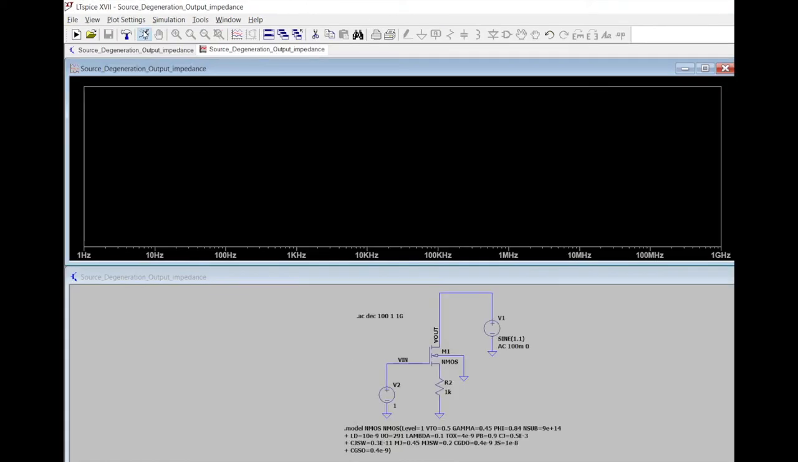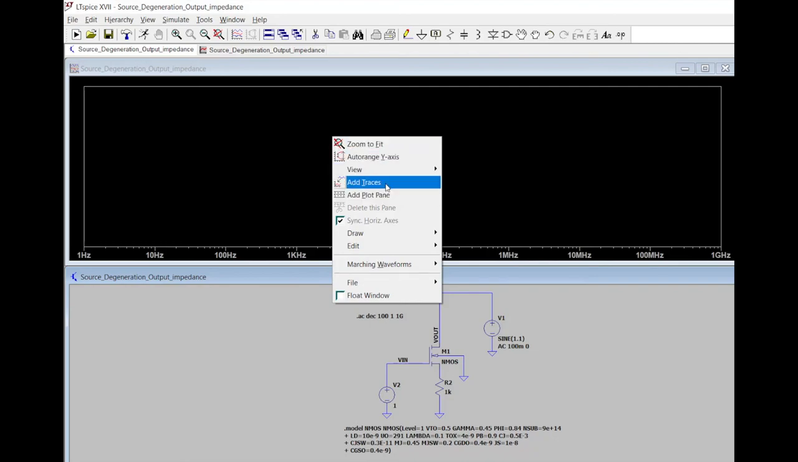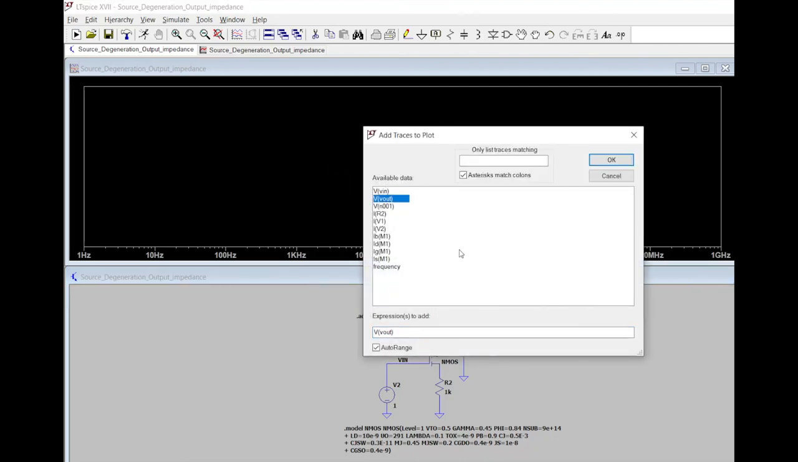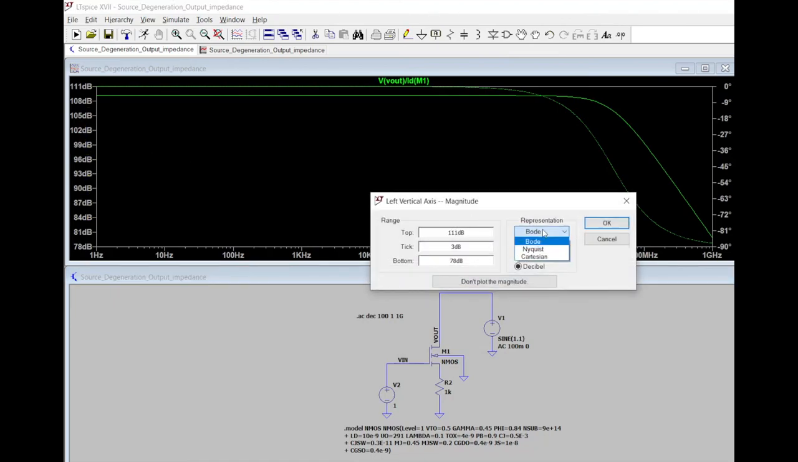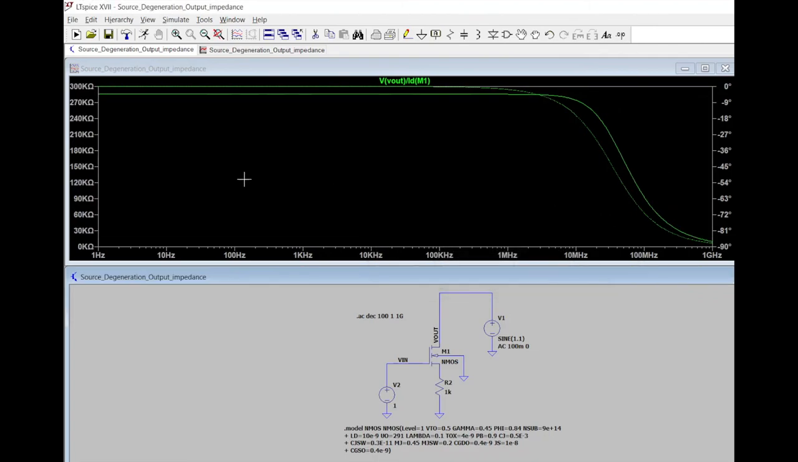So run the simulation. Now we will plot the AC signal Vout by this current ID. Right click here, add traces, Vout by the current flowing through this, which is the ID of M1, or you can use IV1, which is also fine. The impedance that is showing is in dB. We don't want it, so right click and convert it into linear. Now it is shown in ohms.